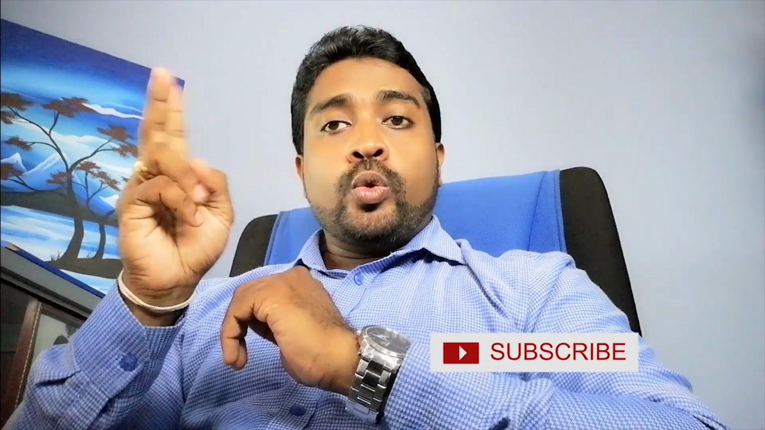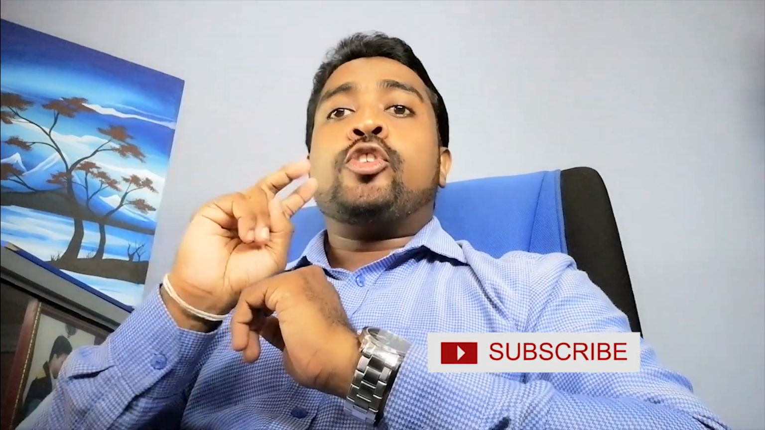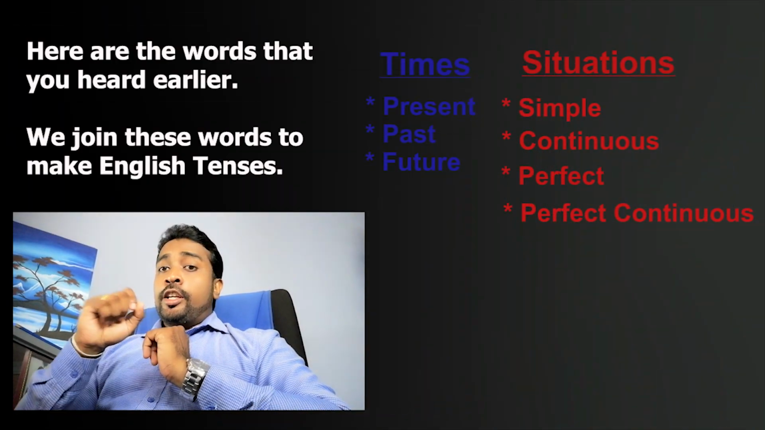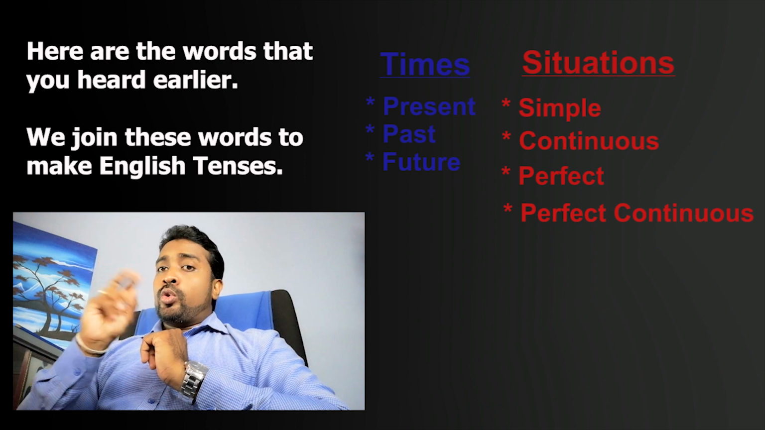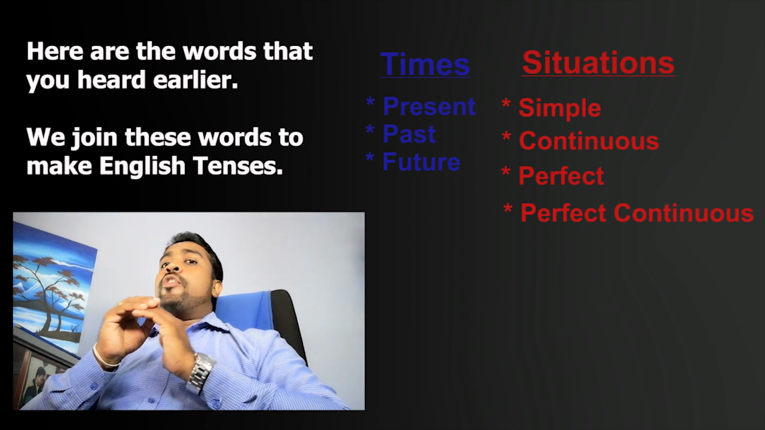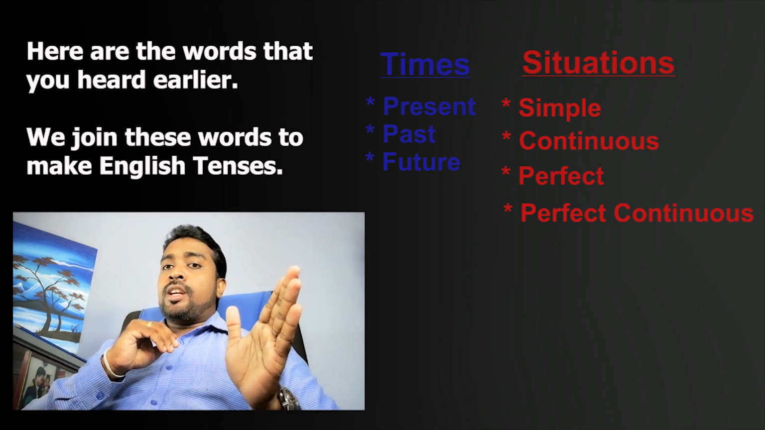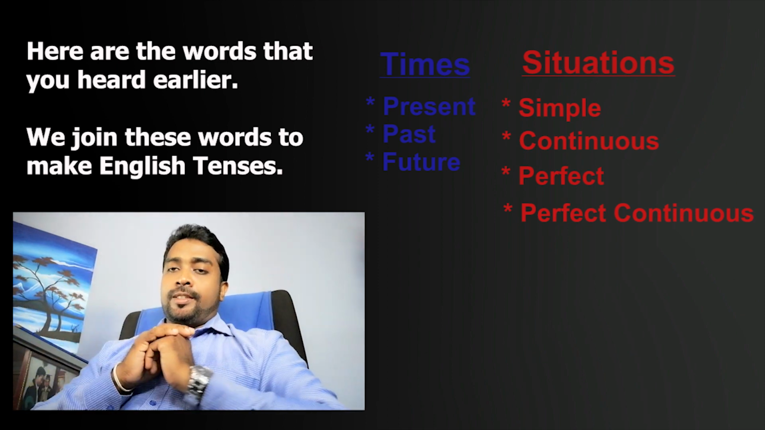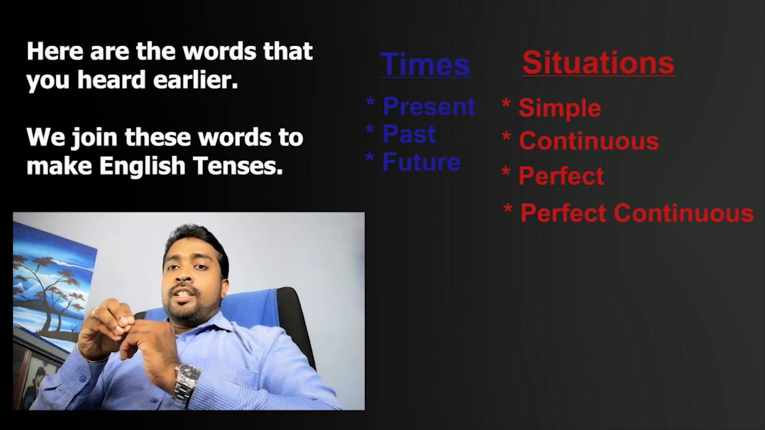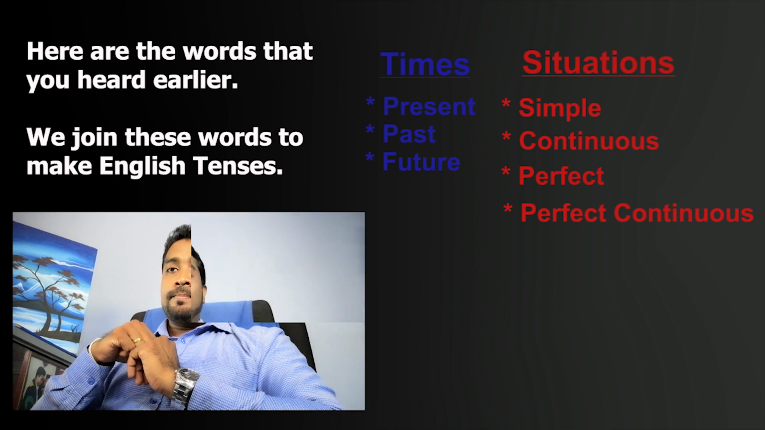Now you know there are 12 tenses in English. I have divided the words you heard earlier into two categories. It is the easy way of keeping them in your mind. Now look at the diagram on your screen. Did you see two categories or two groups of words there? Yes, I have divided the left side as times and the right side as situations. Okay, I will explain these words, then you will get a clear idea.